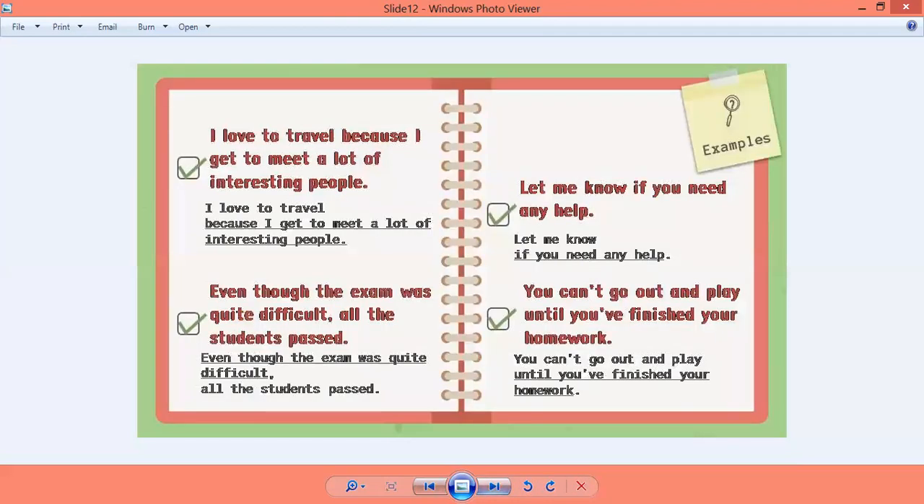All right, we have more examples. I love to travel because I get to meet a lot of interesting people. मुझे घूमना बहुत ही अच्छा लगता है क्योंकि मुझे बहुत सारे लोगों से मिलने का चांस रहता है, right? So which of these is a dependent clause and which of these is independent? तो आपका जो कंजंक्शन होता है वहां से दोनों का डिवीजन रहता है, राइट.